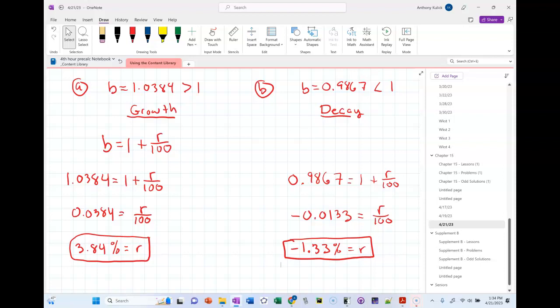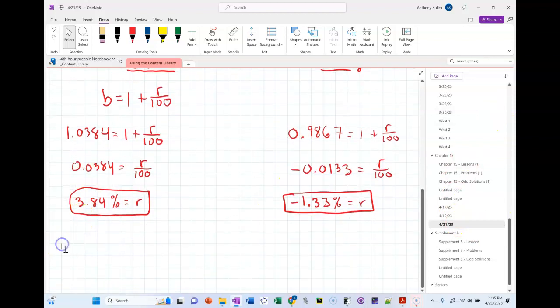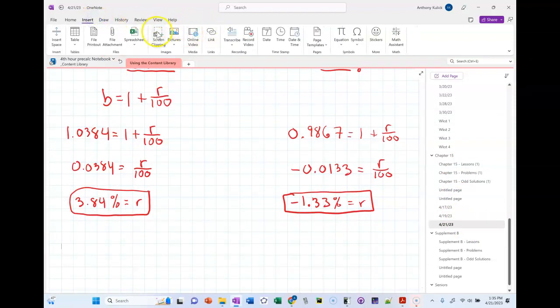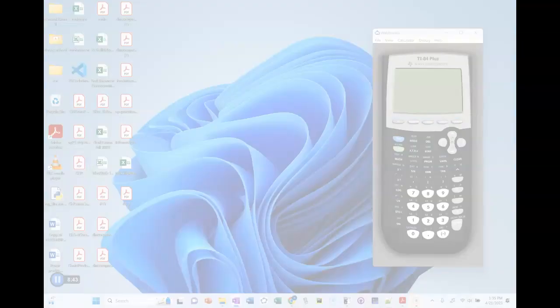How do you guys feel about this? It's no big deal, right? We're just using the formula and doing some Algebra 1 level solving. Let's do another example.